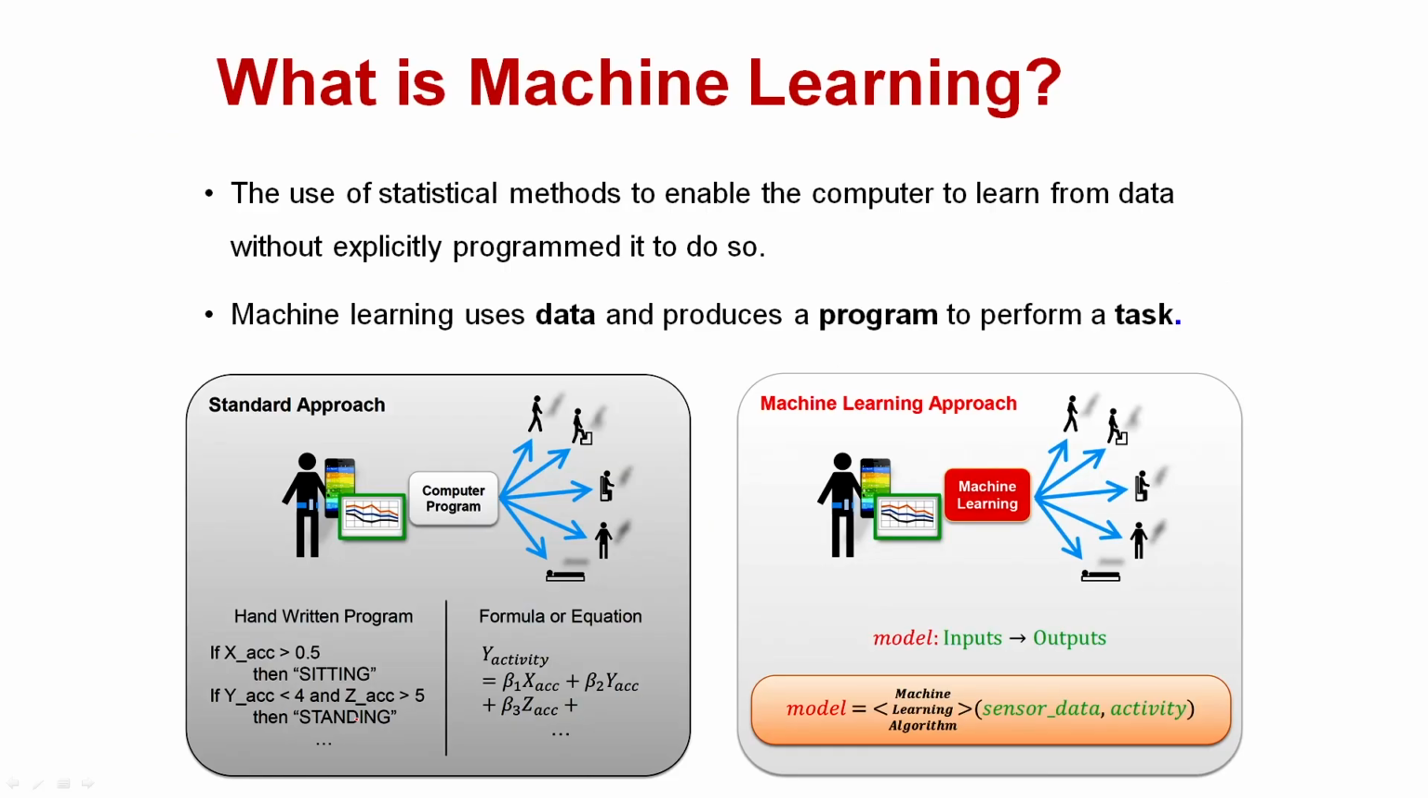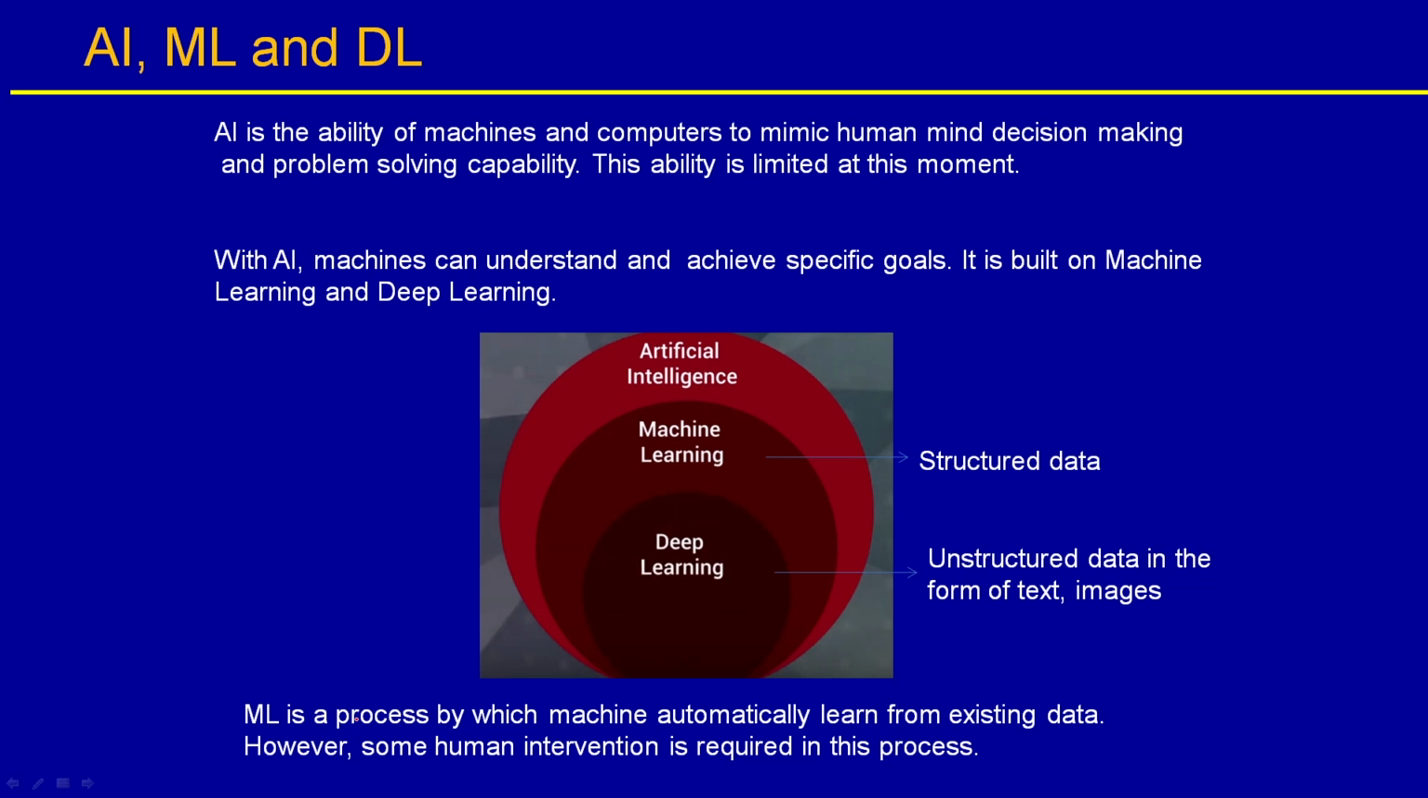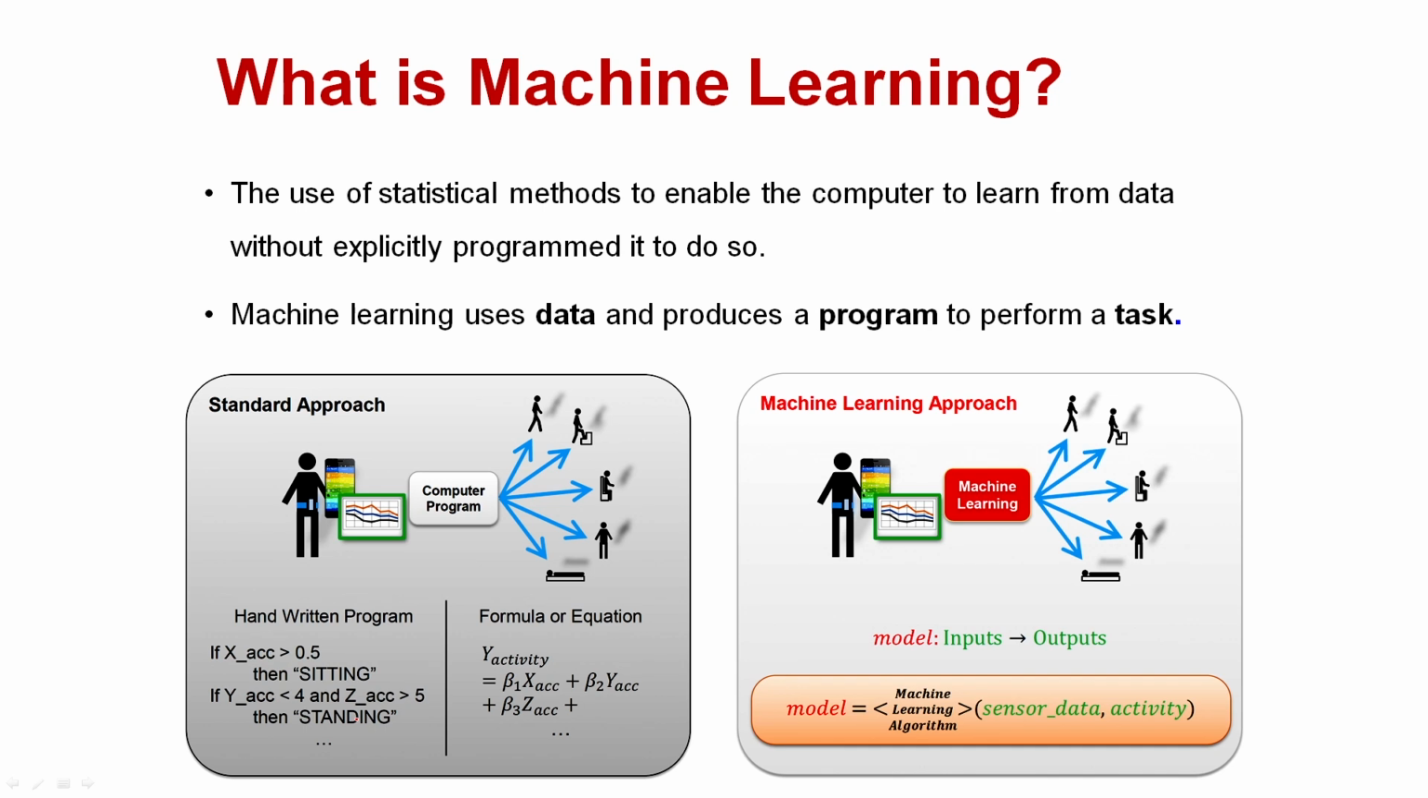So, to be specific, how do you define machine learning? What is machine learning? Well, I have given one statement: a process by which a machine automatically learns from the existing data. Is it so? This is a statistical method. It enables the computer to learn from data without being explicitly programmed to do so. Let us talk in a little more detailed manner.